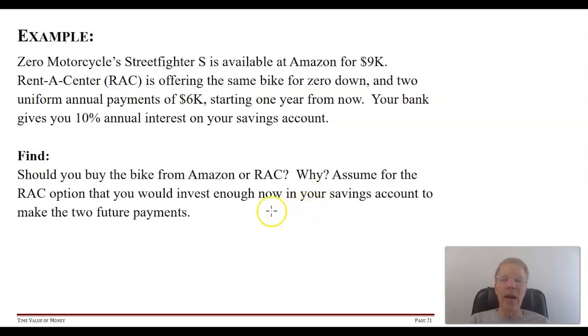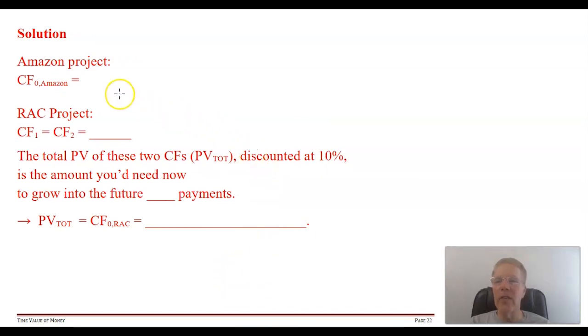And for the Rent-A-Center option, let's assume that at this moment, we're going to put enough into the 10% savings account now so that that will grow to enable us to make these two $6,000 payments a year from now and 2 years from now. All right, so let's think about this. Okay, so for the Amazon project, that's a pretty simple project. All there is CF0, and that's 9K.